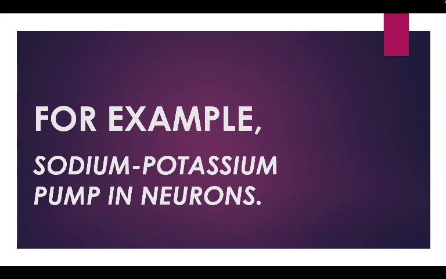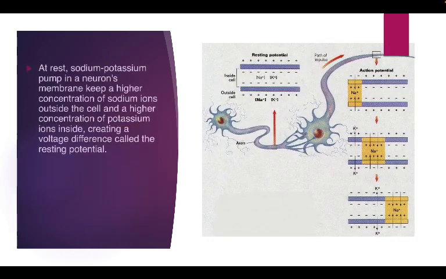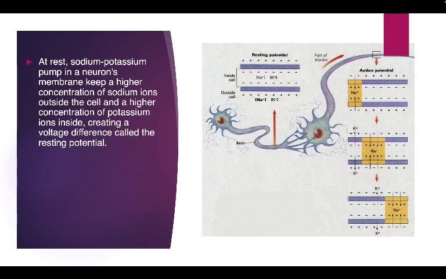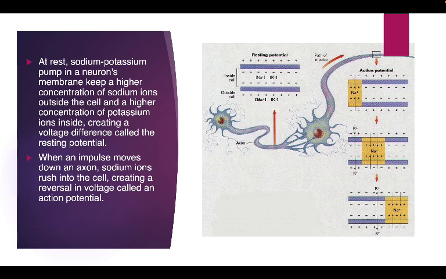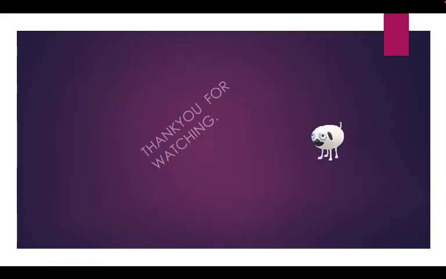For example, sodium-potassium pumps in a neuron. At rest, sodium-potassium pumps in a neuron membrane keep a higher concentration of sodium ions outside of the cell and a higher concentration of potassium ions inside, creating a voltage difference called the resting potential. When an impulse moves down an axon, sodium ions rush into the cell, creating a reversal in voltage called an action potential. So this is the end of our topic.